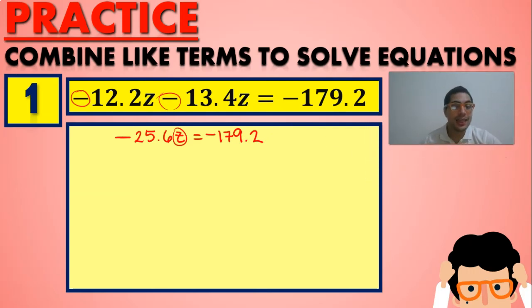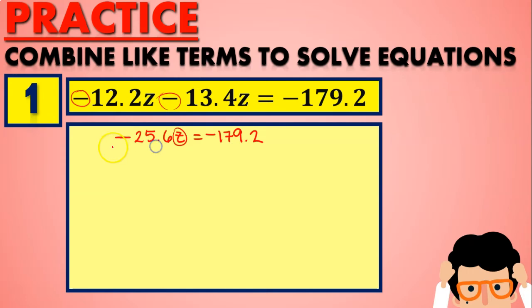And that is going to be equal to minus 179.2. Now, guys, you have to remember that whenever we have a variable, like in this case z, being multiplied by a coefficient or a number like minus 25.6, whenever we want to get rid of that 25.6, we have to see what it's doing to the z or our variable. In this case, it's multiplying, right? So in order to get rid of it, we divide by that same number. So we divide by 25.6 negative on both sides of the equation, right?